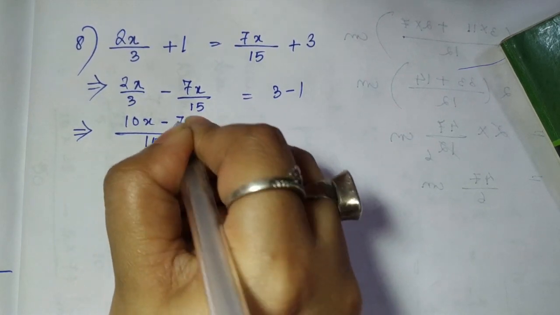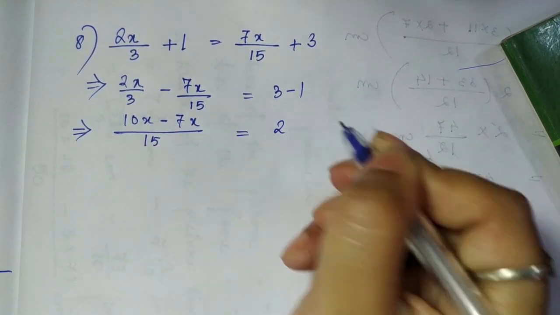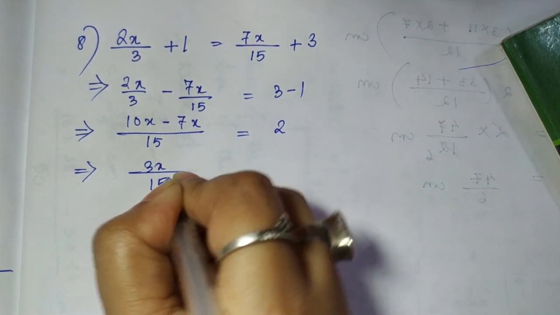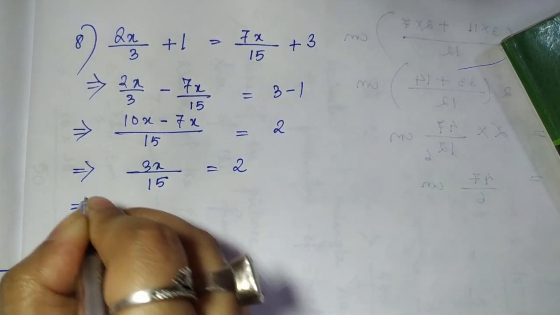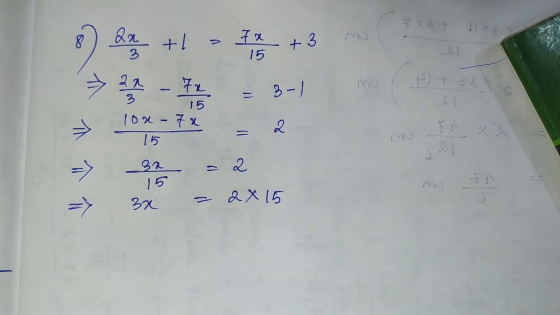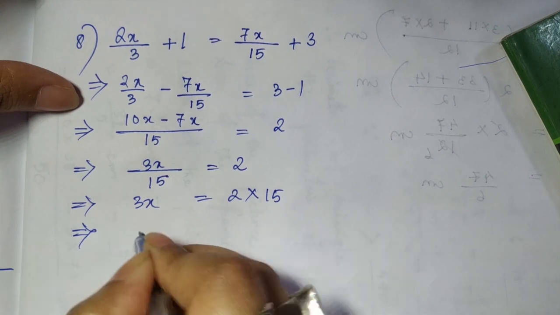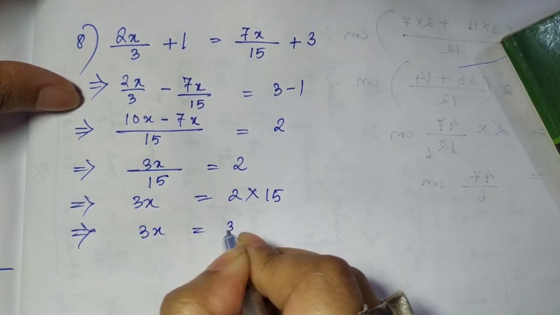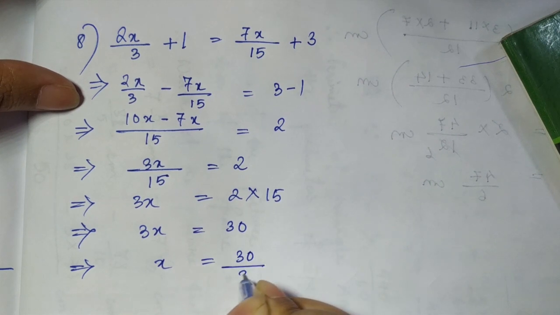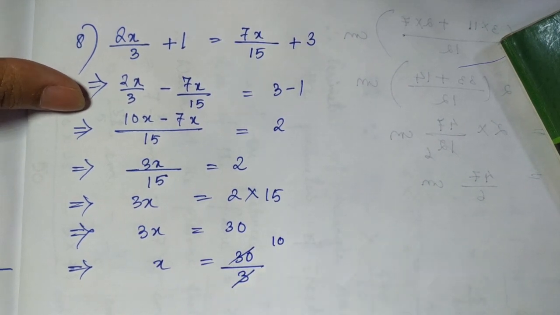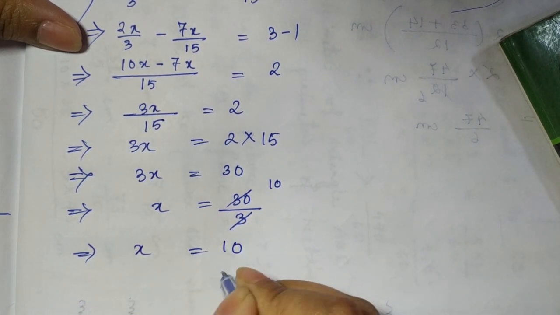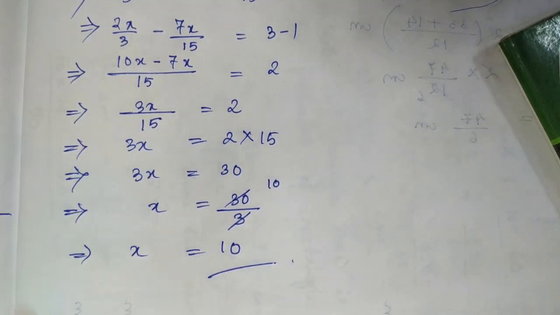Divide, you'll get 10x minus 7x, and 3 minus 1 is equal to 2. So it will be 3x by 15 is equal to 2. Now the 15, if it's divided here, it goes this side and becomes multiplied. So 3x is equal to 30. This implies x equals 30 by 3. You please cancel, what will you get? 10. So what is the value of x you are getting here? x is equal to 10. This is the first part.